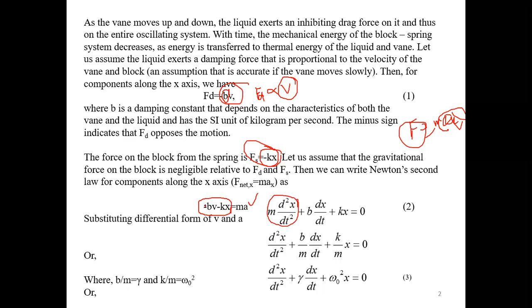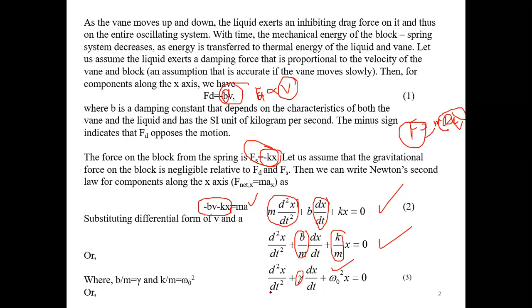If we bring everything to the left hand side, this will be m d square x dt square plus b times the velocity, which is dx dt, plus kx equals 0. If we divide both sides by m, this will be d square x dt square plus b by m dx dt plus k by m x equals 0. If we choose b by m as gamma, and from our previous knowledge, we know that k by m is nothing but omega naught square.